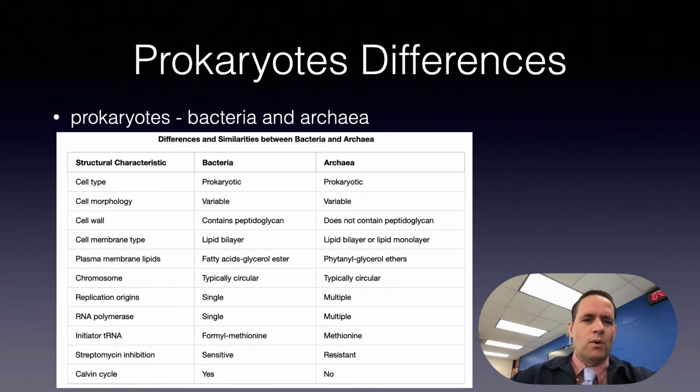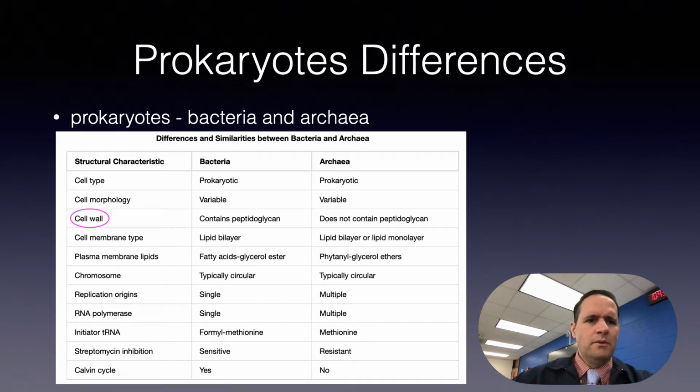Now, what are the main differences between prokaryotes? Remember, all the things we've talked about up to this point are eukaryotes: plants, animals, fungi. Now we're going to be talking about prokaryotes, which are bacteria and archaea. The cell types and the cell morphology are exactly the same, but here we see a difference in the cell wall. We'll talk about this in the next class.